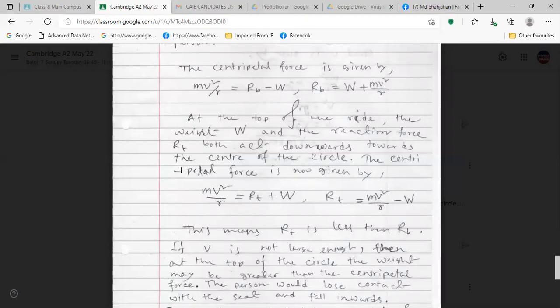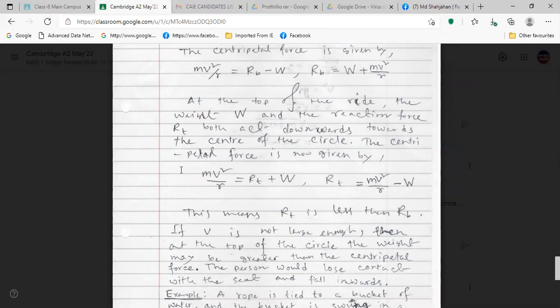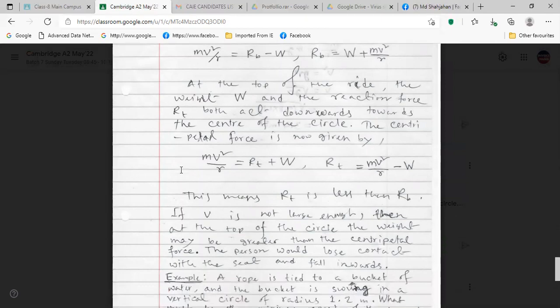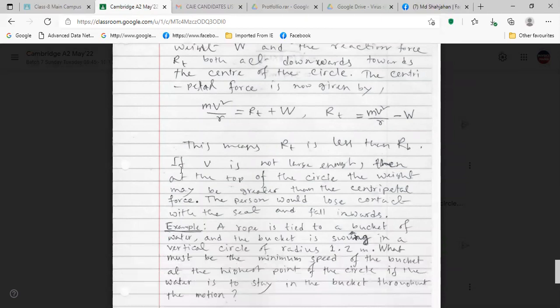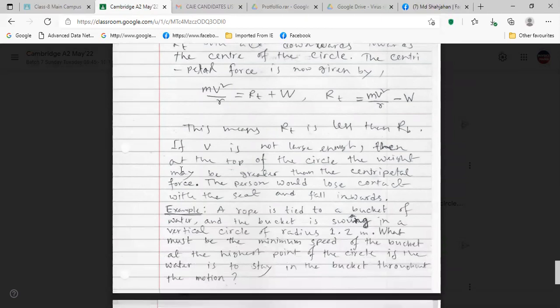If v is not large enough, then at the top of the circle, the weight may be greater than the centripetal force. The person would lose contact with the seat and fall inwards.